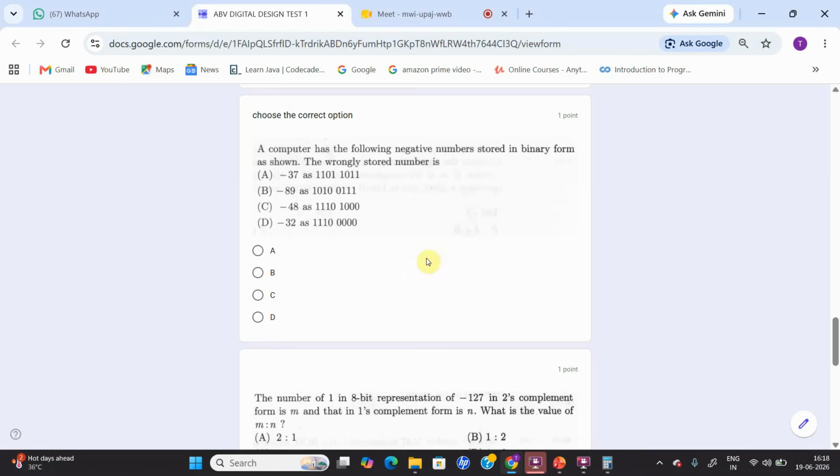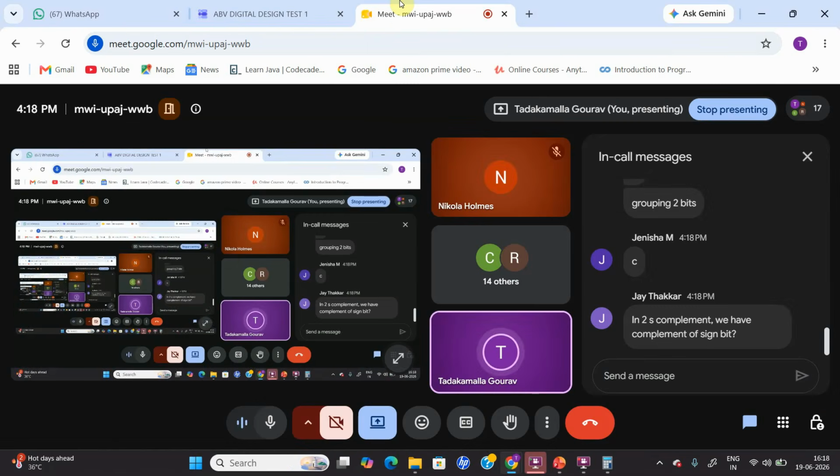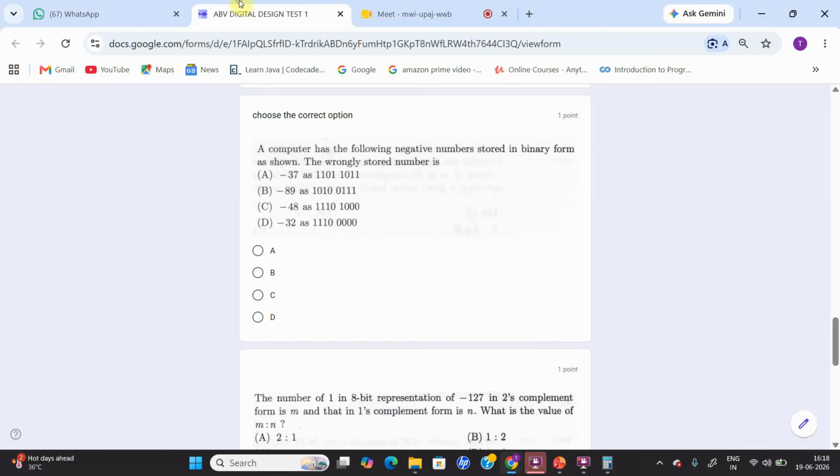Next, what is the question? Is it clear? So basically, it is stored in two's complement. You're going to perform two's complement and cross-check it.